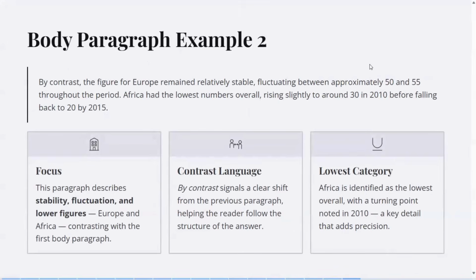Body paragraph 2. This is the second paragraph. It shows contrast. Second paragraph, contrast. Europe remained stable. Africa had the lowest numbers and a slight fluctuation. The phrase by contrast helps to connect the ideas. This improves the coherence and cohesion of the IELTS criteria.